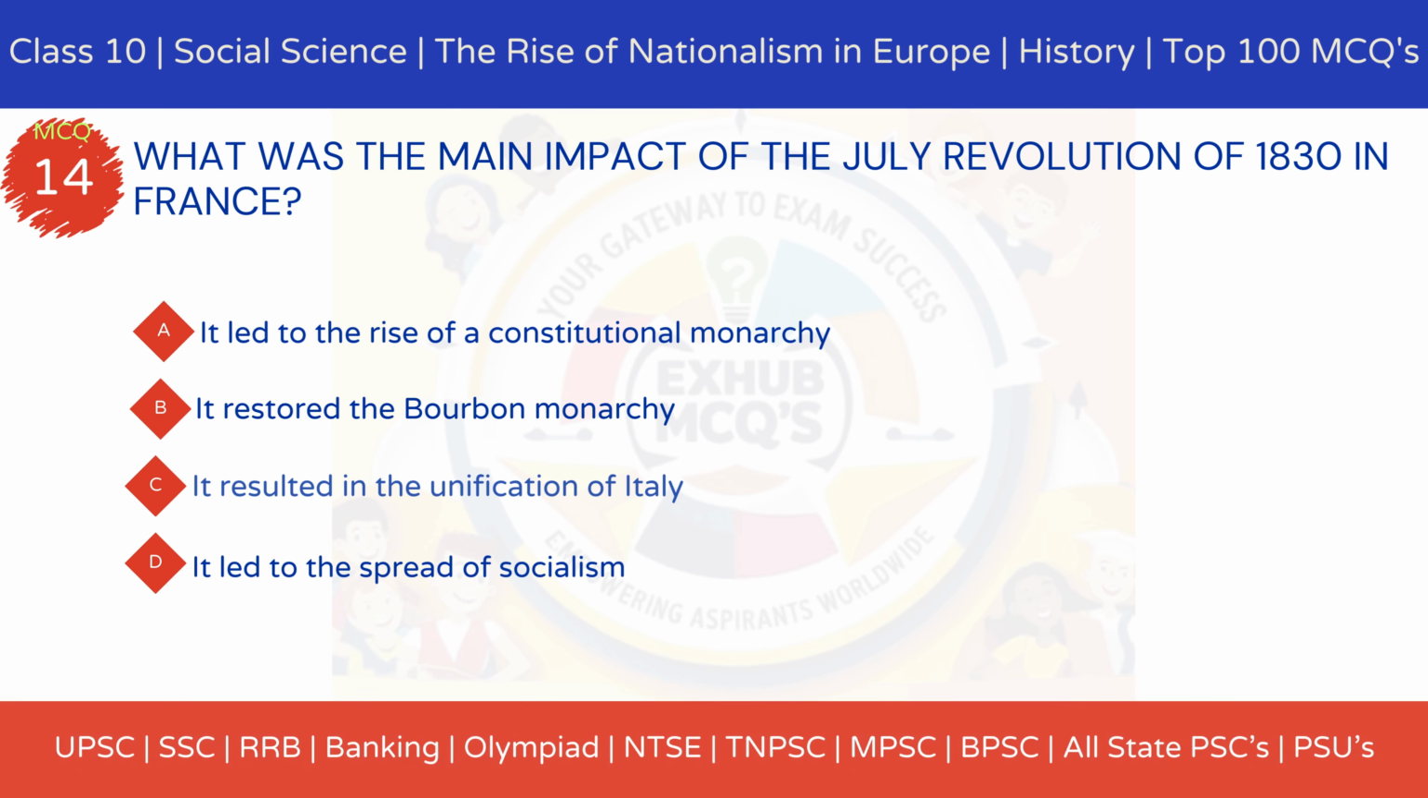MCQ 14. What was the main impact of the July Revolution of 1830 in France? Option A. It led to the rise of a constitutional monarchy. Option B. It restored the Bourbon monarchy. Option C. It resulted in the unification of Italy. Option D. It led to the spread of socialism.